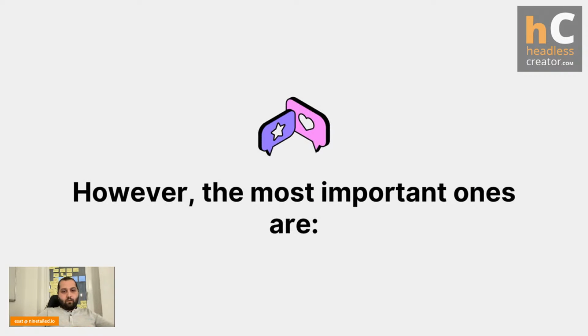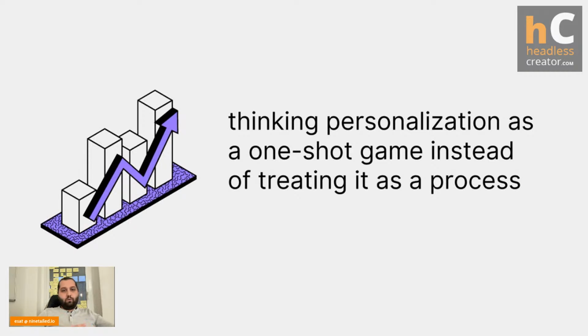However, there are two more important reasons for wrong personalization, or why personalization doesn't happen in most companies. The first one is thinking of personalization as a one-shot game instead of treating it as a process. When we start doing personalization, we usually want hyper personalization immediately.